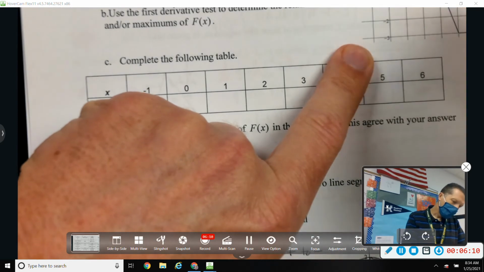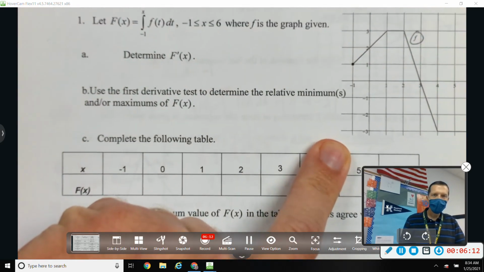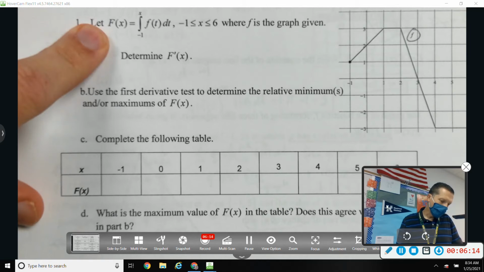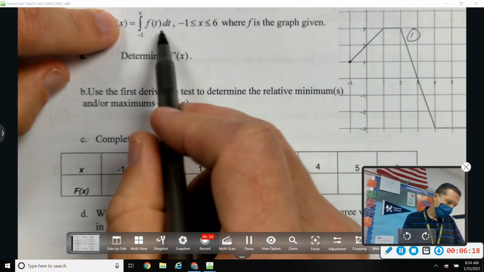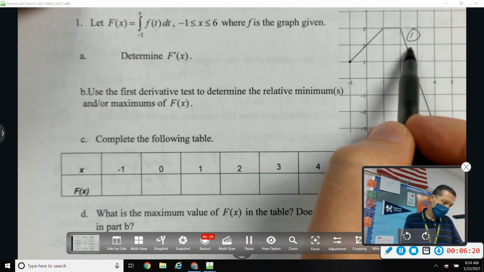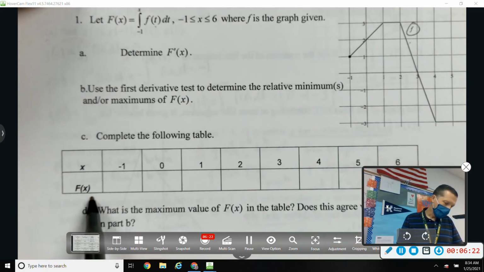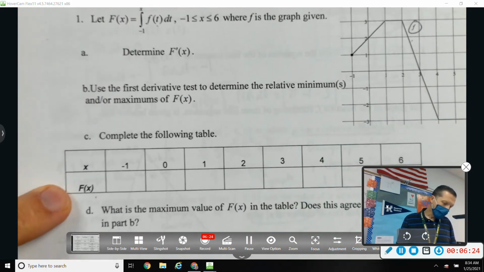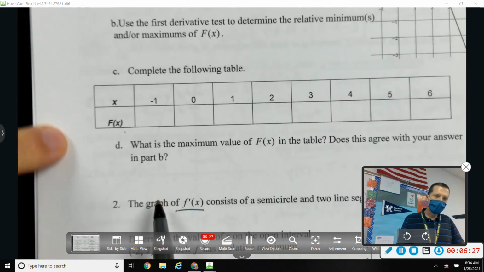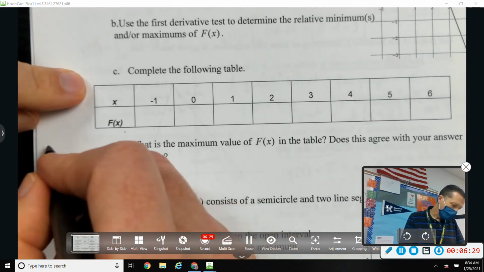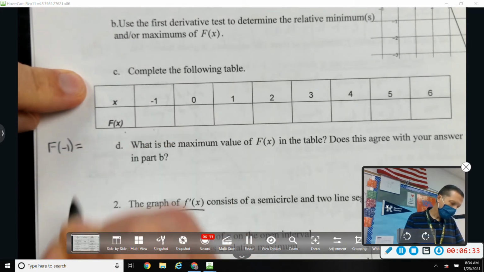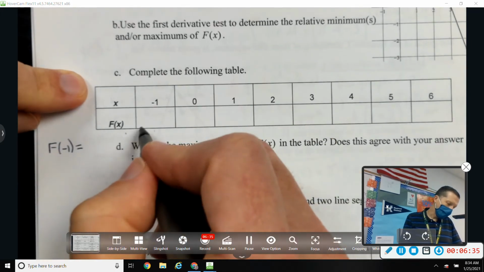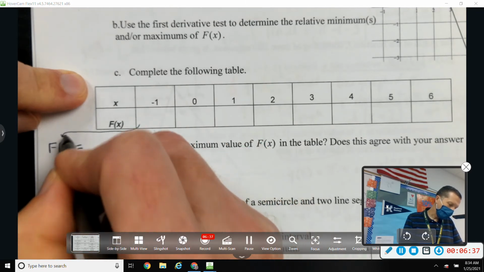Okay, so this is the graph of f. Capital F is the integral from -1 to x, so the area under this graph. Complete the following table. So maybe let's go one piece at a time here. So capital F of -1, because that's what needs to go right in this spot.